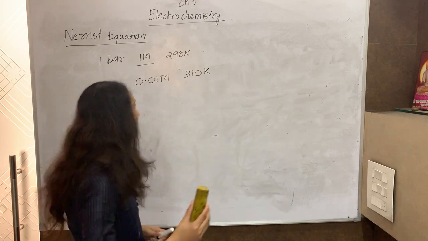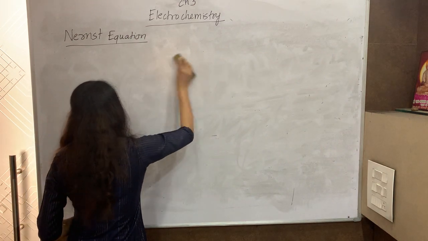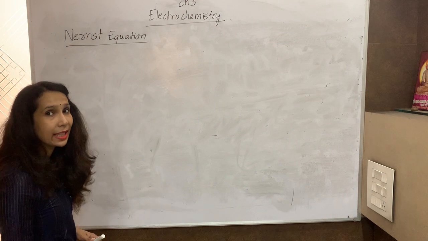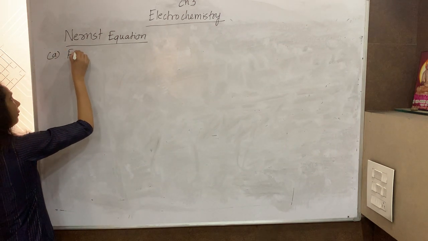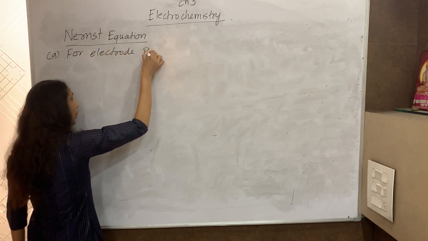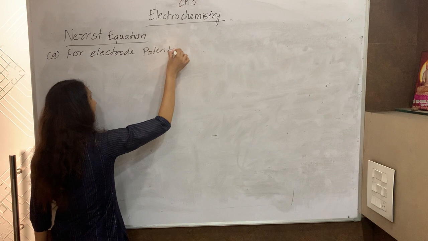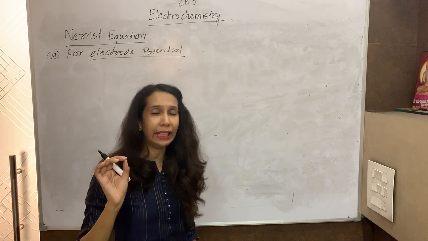So we will be doing first the Nernst equation for electrode potential and then the Nernst equation for cell potential. So let us do the Nernst equation for electrode potential. I am not using the word standard because it can be the electrode potential at any concentration, any temperature.